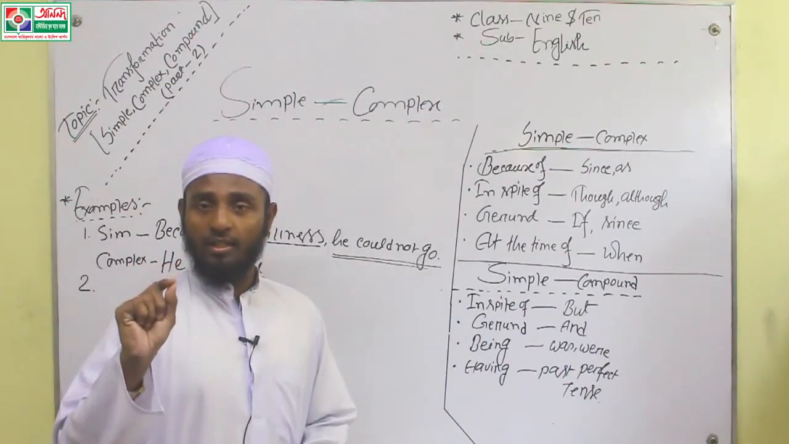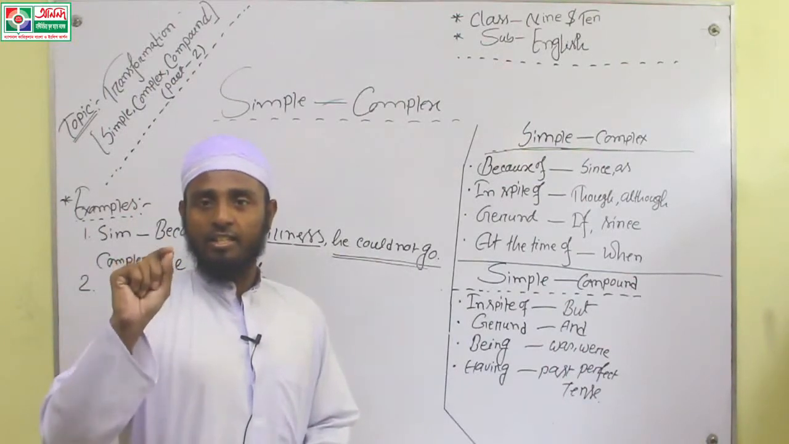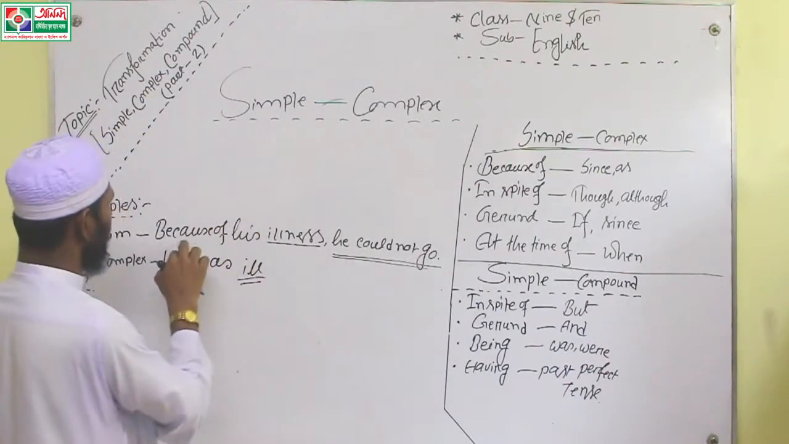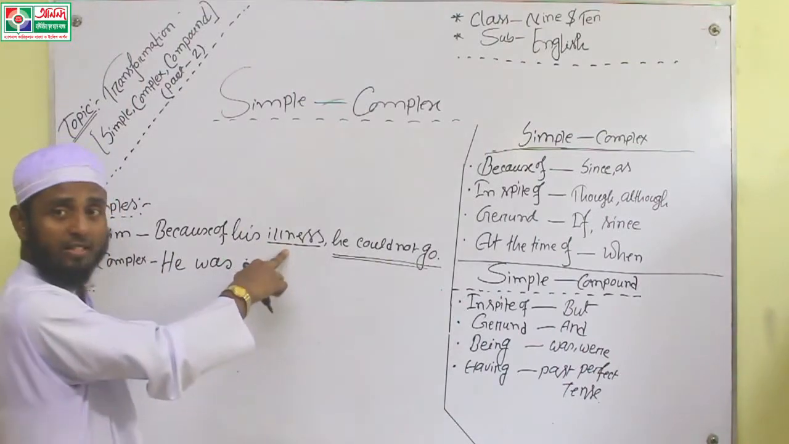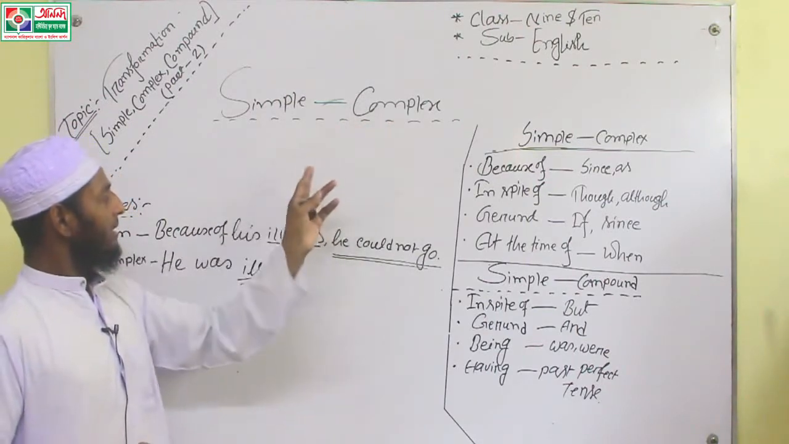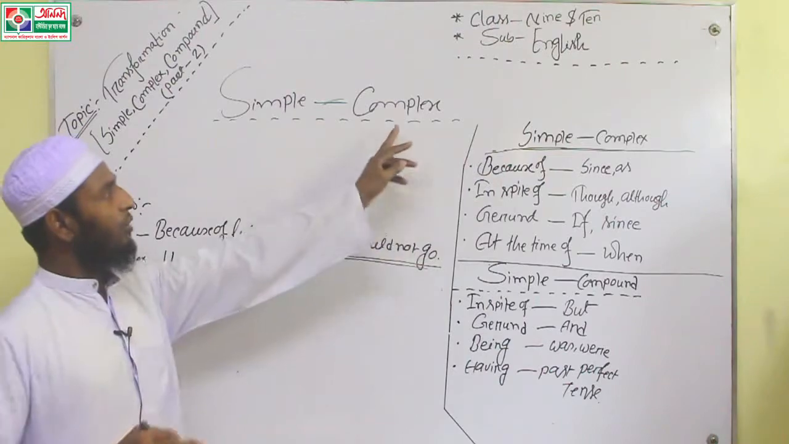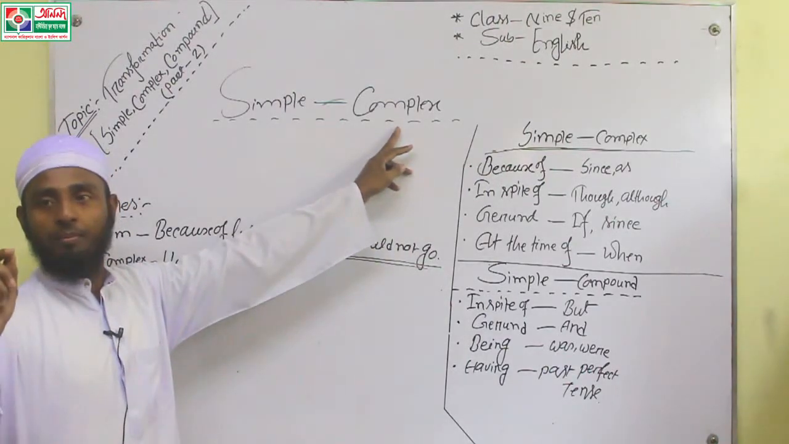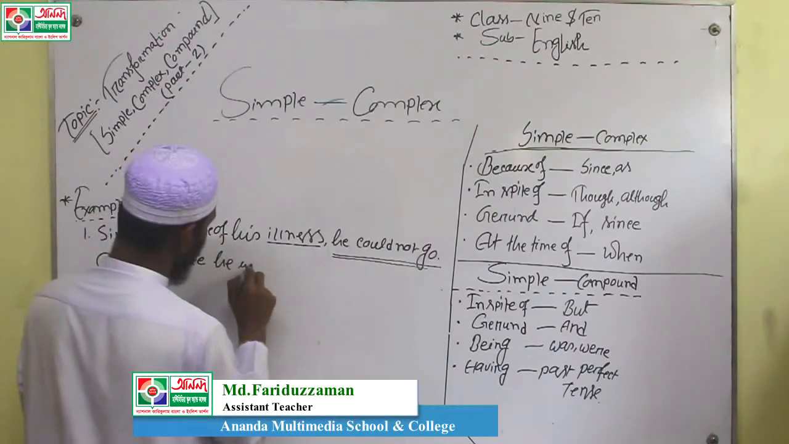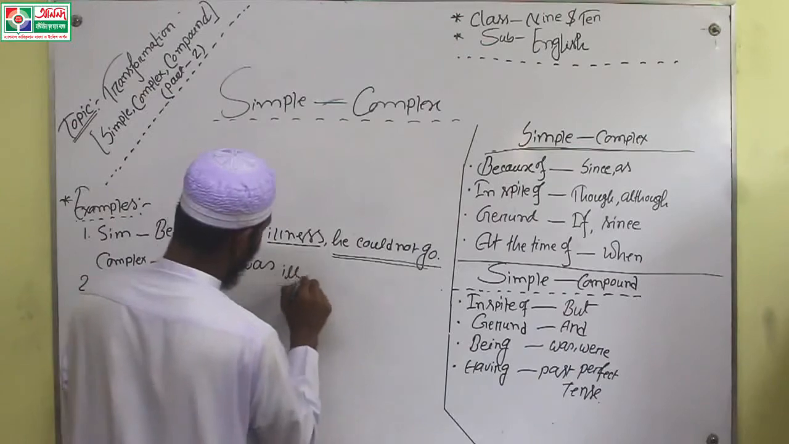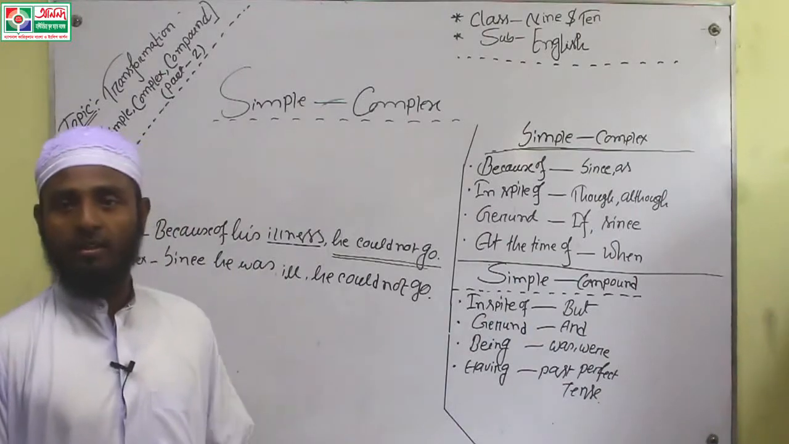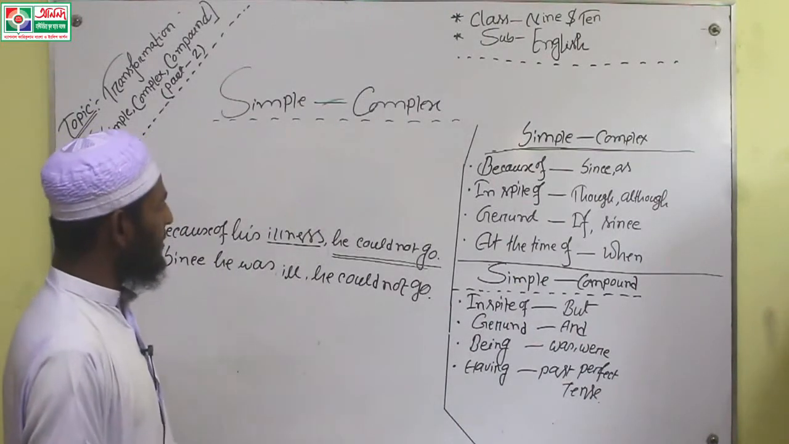Noun is used in a simple sentence, and adjective will be used in a complex sentence. That means in a simple sentence, illness is a noun, and in a complex sentence, ill will be used, and ill is an adjective. Okay? Since he was ill, he couldn't go. Okay? Since he was ill, he couldn't go.